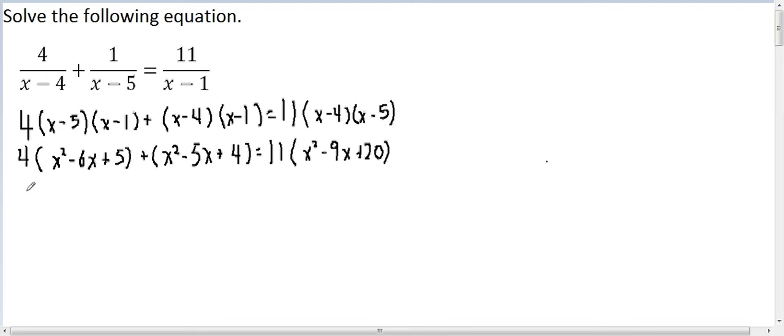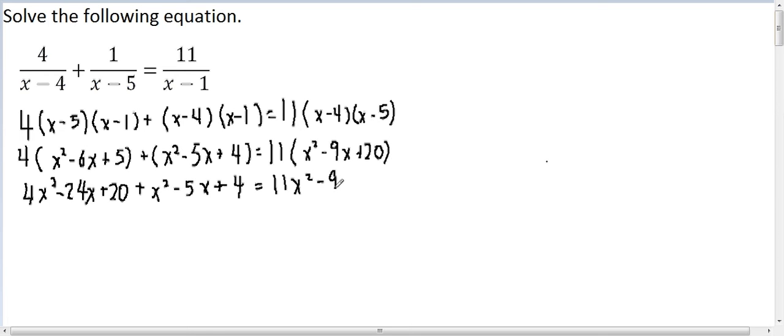Now in this step, I'll go ahead and distribute the 4 and 11. When we distribute 4, we get 4x squared minus 24x plus 20 plus x squared minus 5x plus 4 is equal to, and when we distribute 11 to the expression in this parenthesis, we get 11x squared minus 99x, and 11 times 20 is 11 times 2, which is 22, times 10, which is 220.